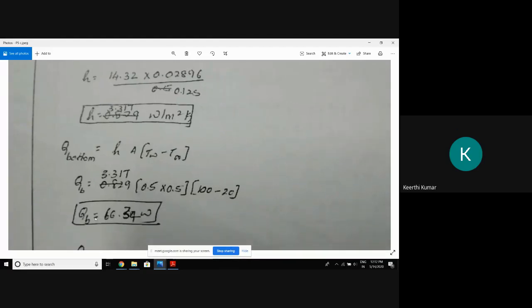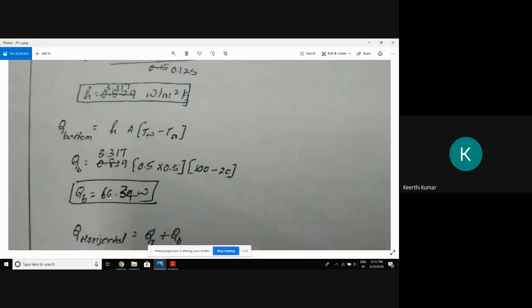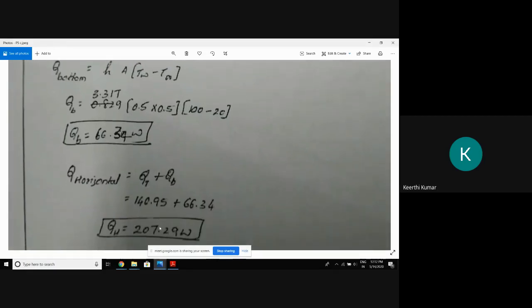We got Q from bottom is 66.34 and from top it is around 1. It was around 140. From bottom it is 160. So just add up those two. It will be 207.27 watts.